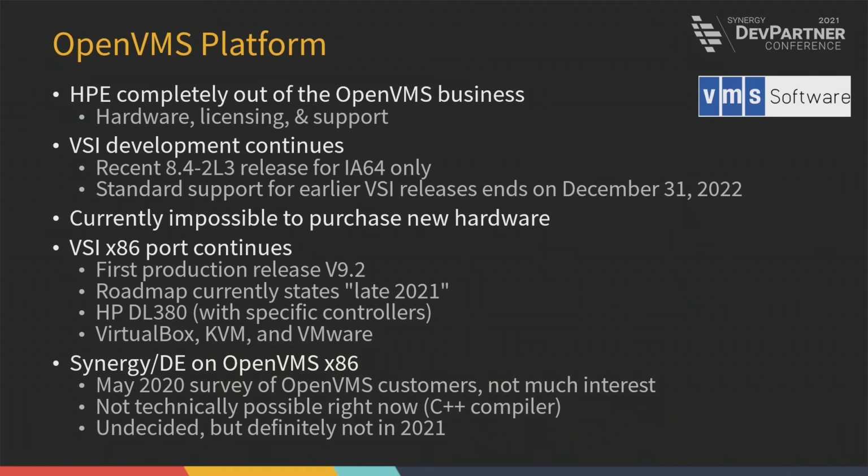Where is Synergy in regard to OpenVMS x86? The honest answer is we don't know yet. About a year ago now, we surveyed all of our OpenVMS customers, and were fairly surprised to find very little interest in moving their VMS applications to a VMS on x86 platform. Even if we wanted to, it's not technically feasible right now. There is still no C++ compiler available for OpenVMS. So if you have any C++ code, which almost everybody does, then you are dead in the water at this point anyway. So right now, there's nothing we can do. But we are officially undecided. So that's the update we have for OpenVMS at this point in time.